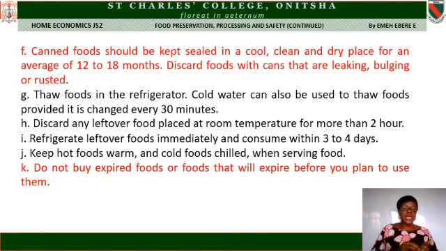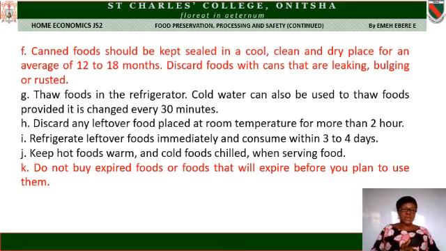The next one is keep hot foods warm and cold food chilled when serving food. You are supposed to eat any food that is meant to be hot, warm, and eat any food that is meant to be cold, chilled, like your ice cream. They are meant to be cold. You chill them before you make use of them. Why do we do all these things? The heat and the coldness of the food will help to kill any microorganism in that food.